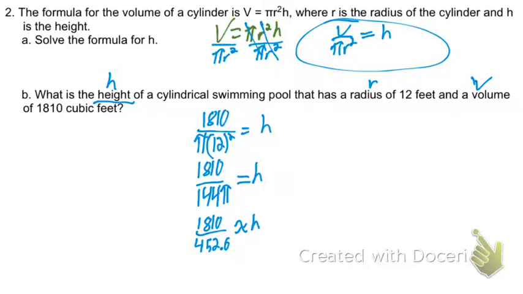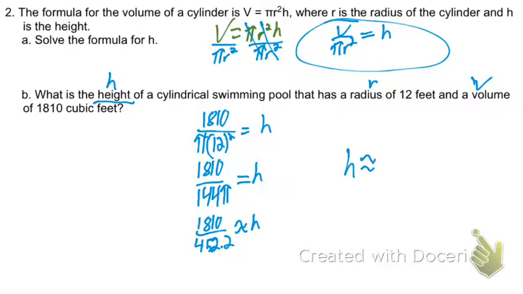Hey, I just got our answer wrong. 3.14 times 144 would be 400 something. I got 452.16. Okay, we'll call it 452.2. Now let's take 1,810 divided by 452.2, and we'll find out what our height is approximately.